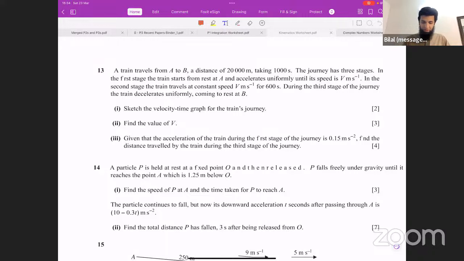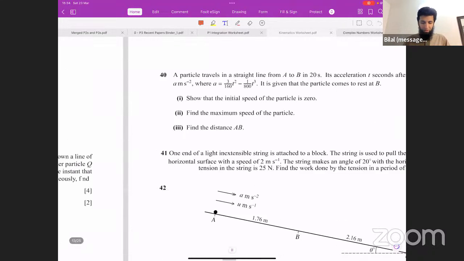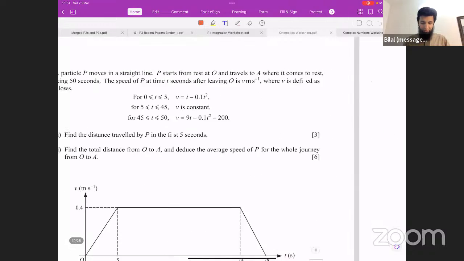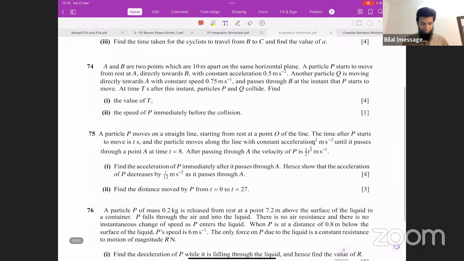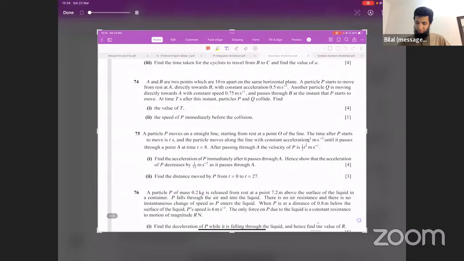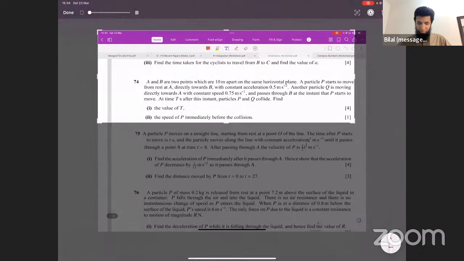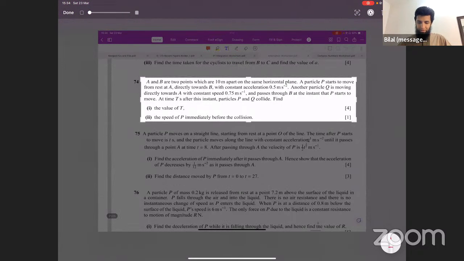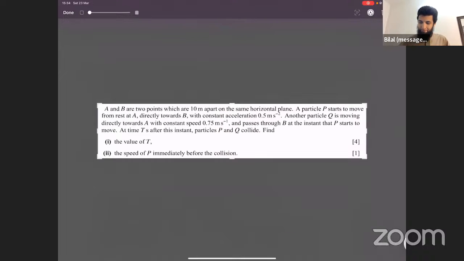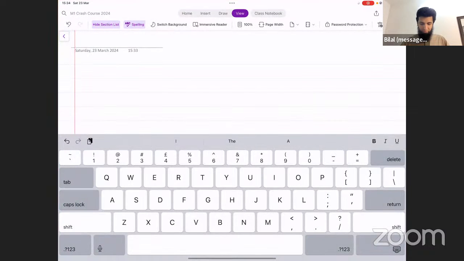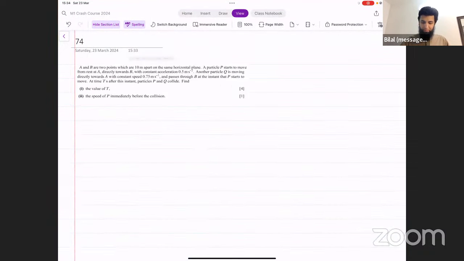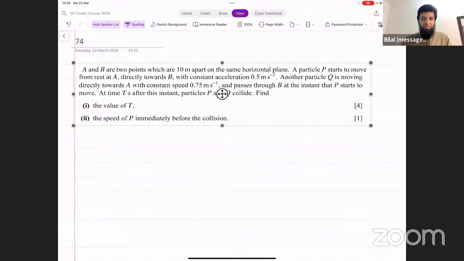I'm going to start with 74. Let's start with that. This is the shortest of them all, I think. Let's start with this one. Okay, question number 74 from the worksheet.